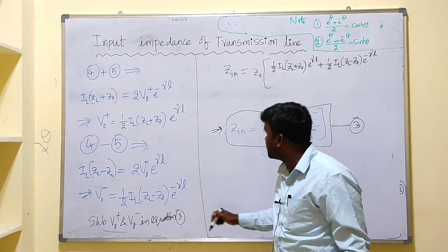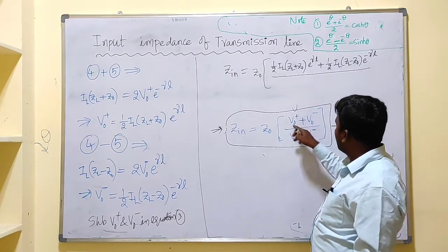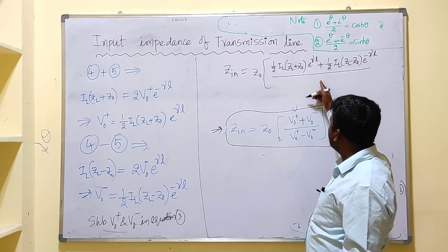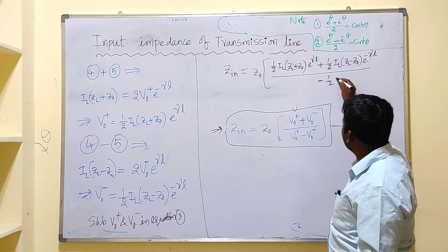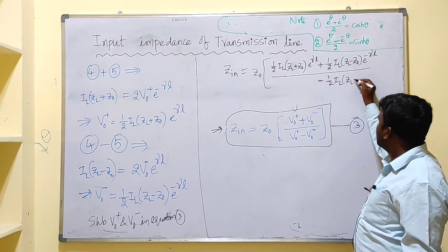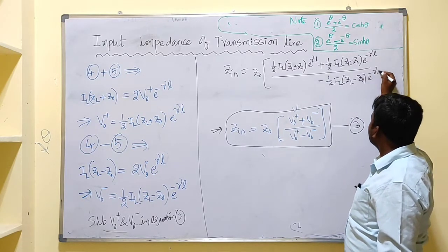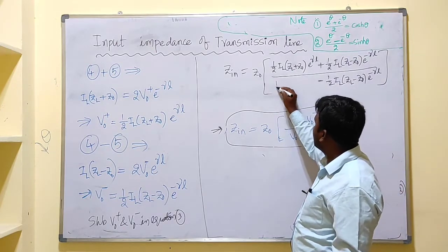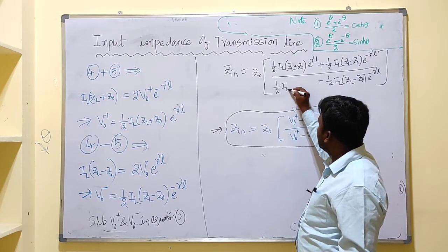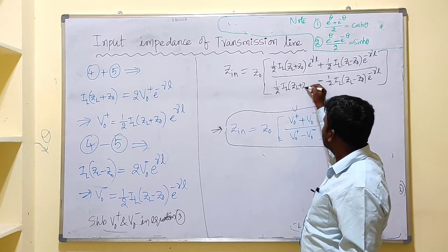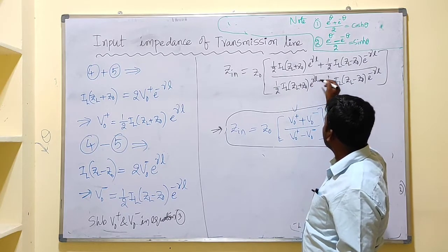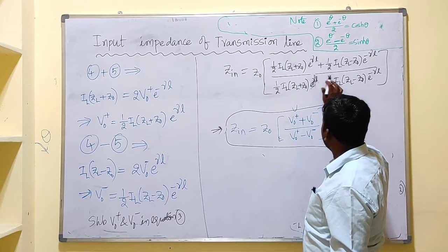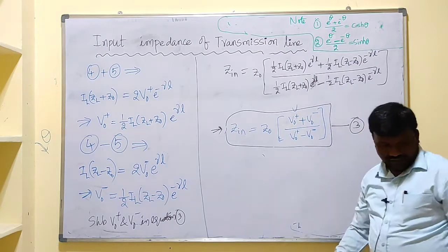Similarly, here these are added. Here V0 plus and V0 minus are subtracted. So here plus, it is minus. That means it is 1 by 2 IL into ZL minus Z0 e to the power minus gamma L. This is the expression for V0 minus. And V0 plus is nothing but 1 by 2 IL into ZL plus Z0 into e to the power gamma L. So here we have minus. Now let us simplify this one.